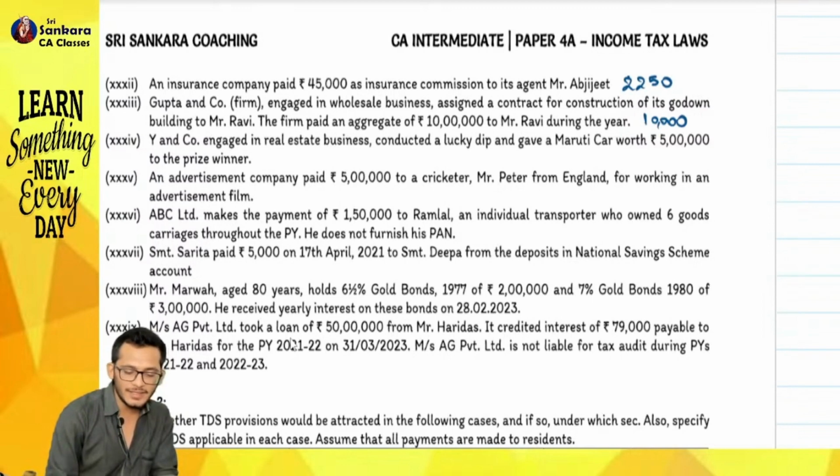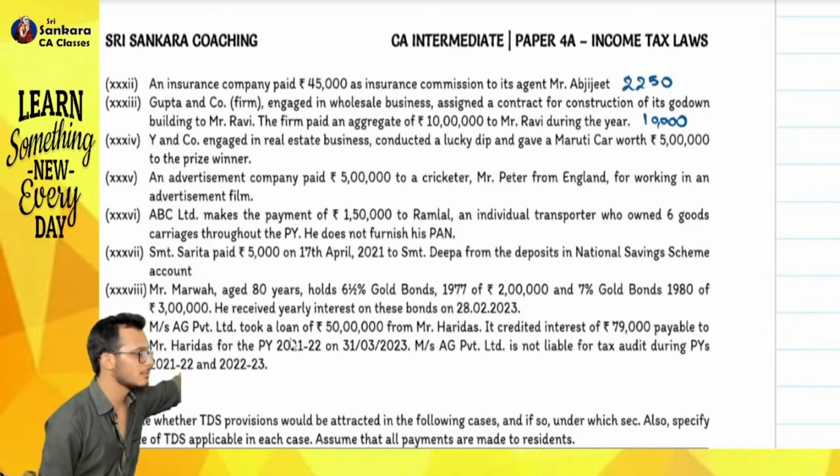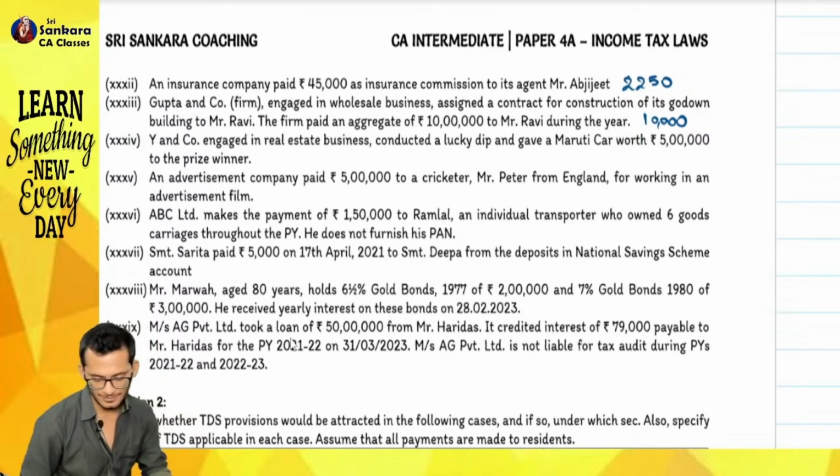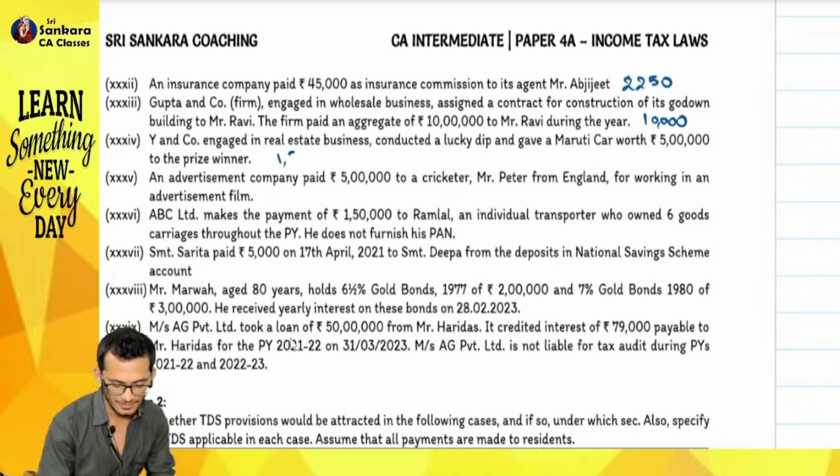Y and Co, engaged in real estate, conducted a lucky dip and gave a Maruti car worth 5 lakhs to the prize winner. TDS not applicable, correct? It is a car. 5 lakhs into 30%, 1,50,000.